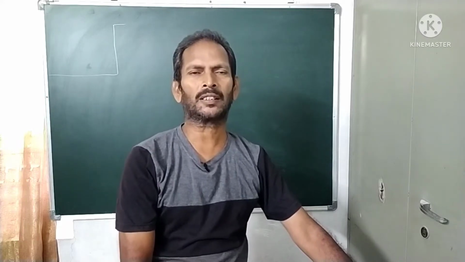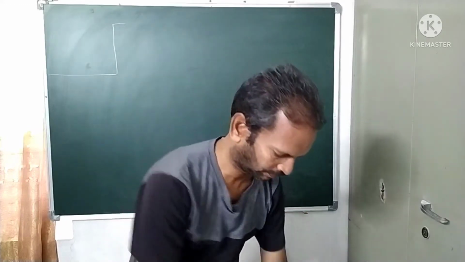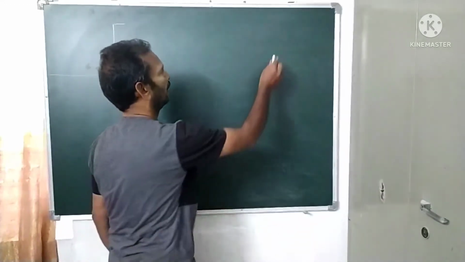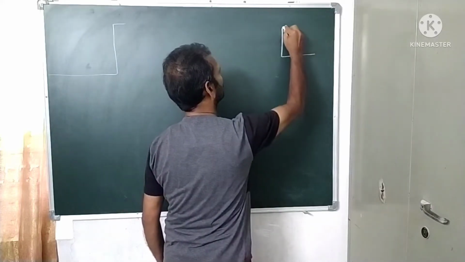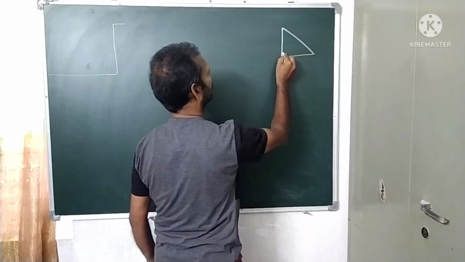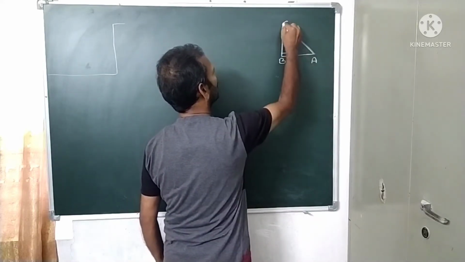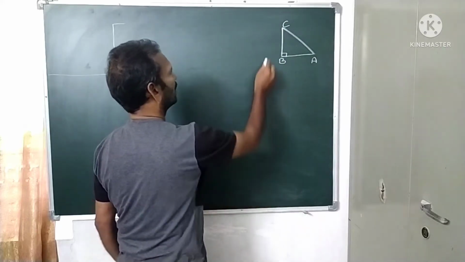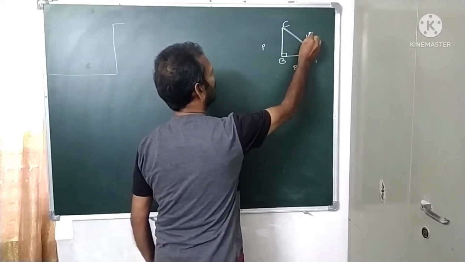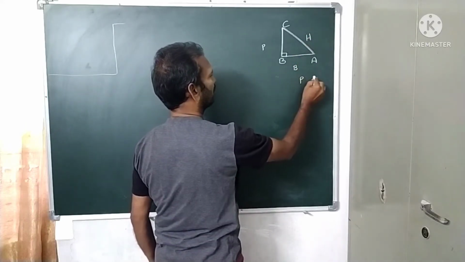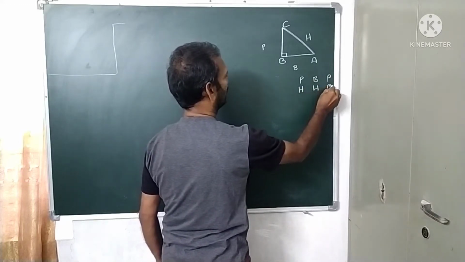In today's class, we will learn trigonometric identities. Take a right angle triangle B, A, C. This one is the perpendicular, base, hypotenuse.